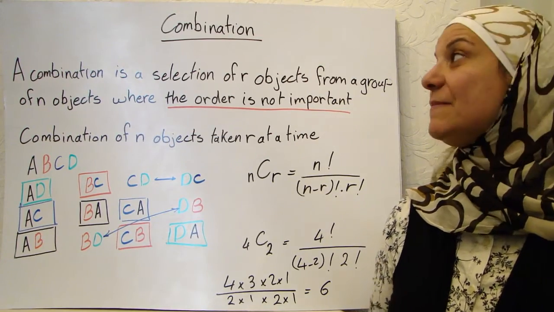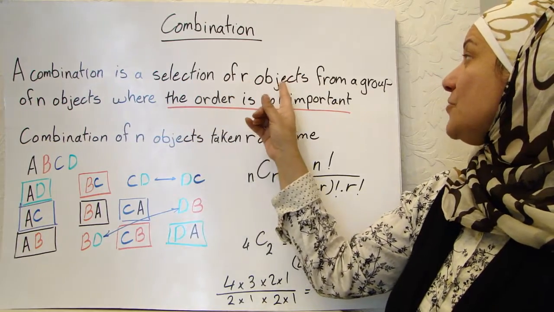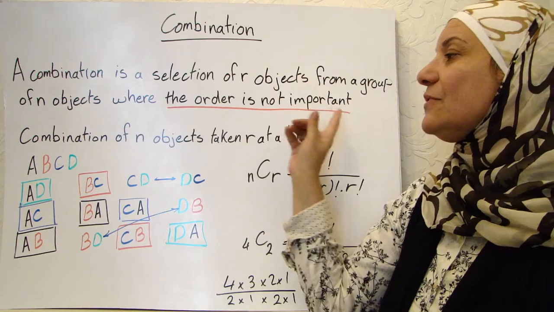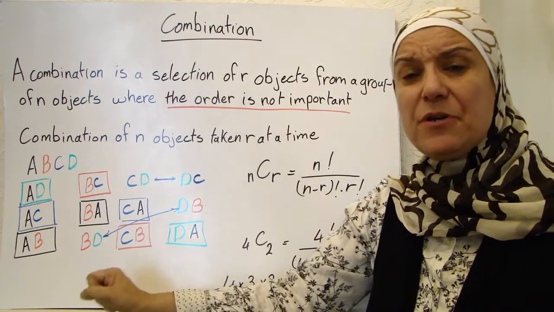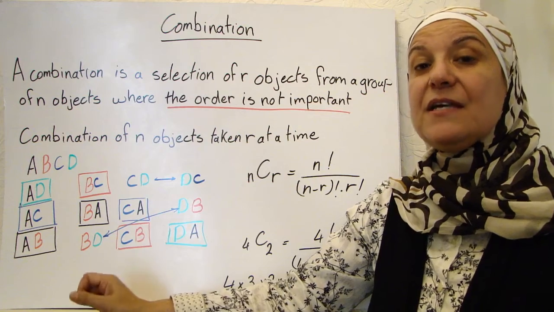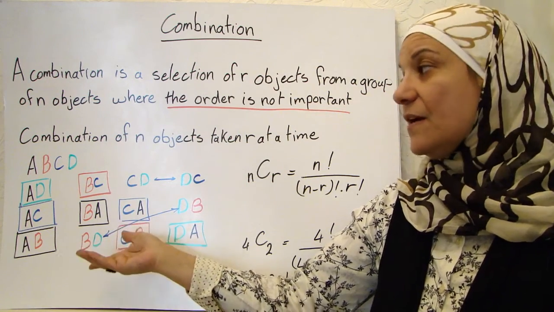Today we're going to speak about combination. Combination is a selection of R objects from a group of N objects where the order is not important. Remember last time when we were speaking about permutation and we said that AB is not the same as BA. This time we're going to say no, they are the same.